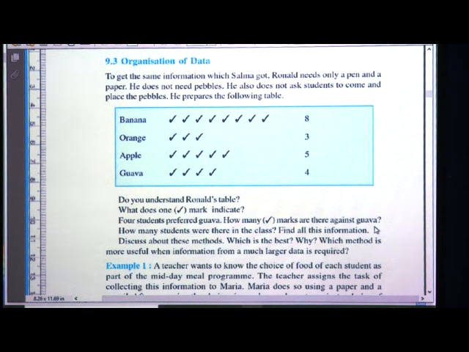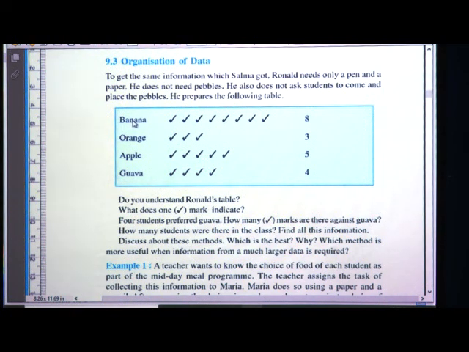Okay? Now, there is another idea by Ronald. He says, I can do this only by pen and a paper. He does not need pebbles, he does not need the square box to be drawn, he does not need the students to get up from the places, take the pebbles and throw in the box. So, what to do here now? See how he has done, let us see here.